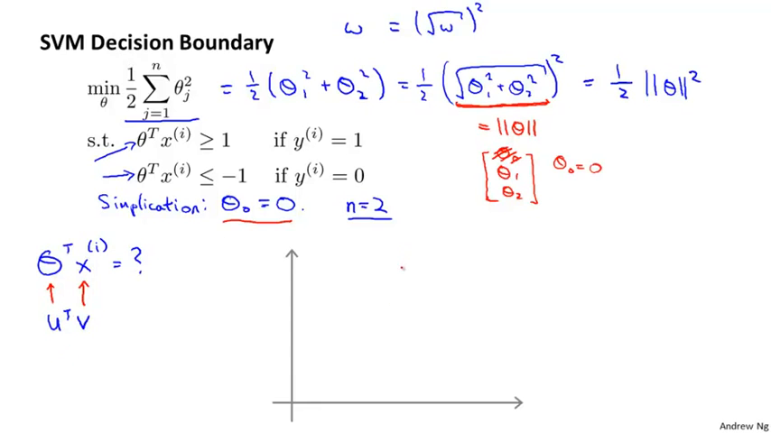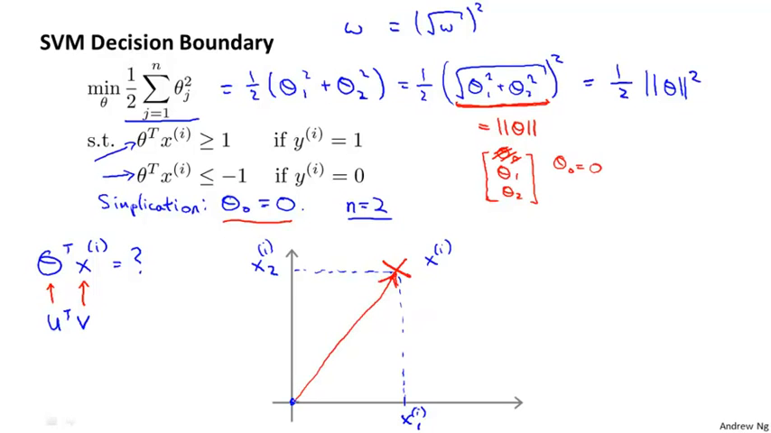So let's say I look at just a single training example. Let's say I have a positive example that I'm drawing with a cross there, and let's say that's my example xi. What that really means is that I've plotted on the horizontal axis some value xi1, and on the vertical axis xi2. That's how I plot my training examples. And although we haven't been thinking of this as a vector, what this really is, is a vector from the origin, from 0, 0, out to the location of this training example.